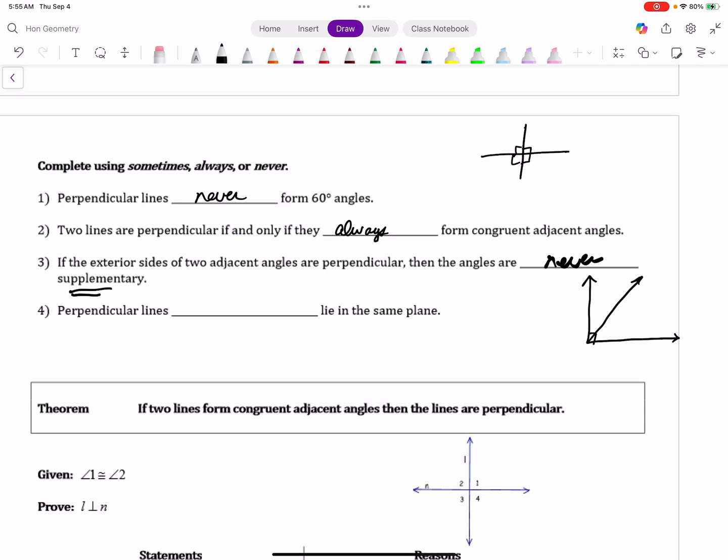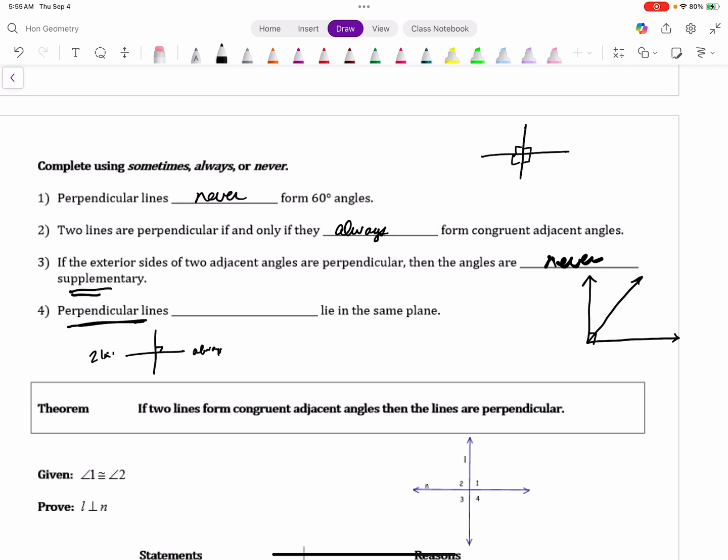Two perpendicular lines: always, never, or sometimes coplanar? Oh, it doesn't say two; it just says perpendicular lines. Okay, if it's two lines, definitely, that'd be an always.